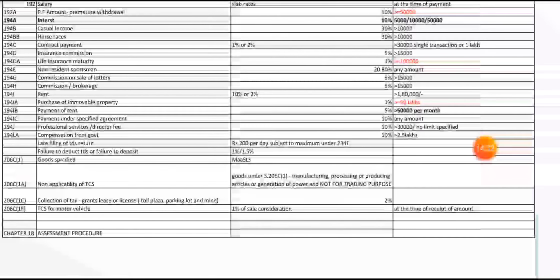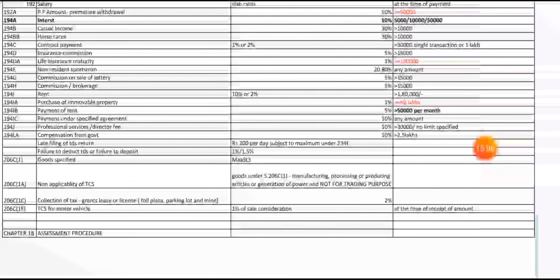Okay, so if you see goods specified, I have written MAST 3. What do you mean by MAST 3? You just have to remember. M stands for minerals, being coal or lignite or iron ore. So it is just a mnemonic to remember the whole thing. A stands for alcoholic liquor for human consumption. Another A stands for any other forest produce not being timber. The T cube stands for tendu leaves, timber obtained under a forest lease, timber obtained from any mode other than a forest lease.